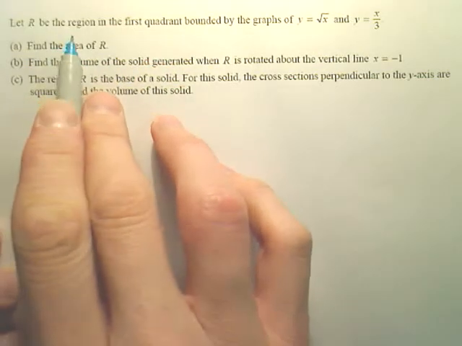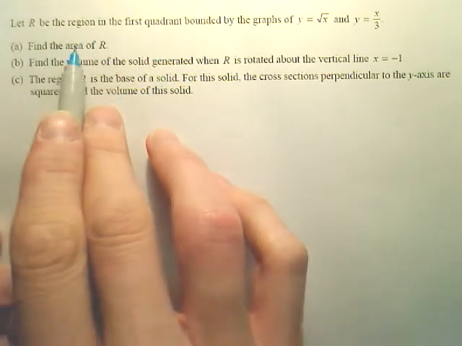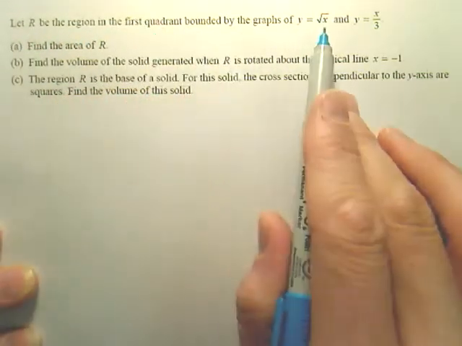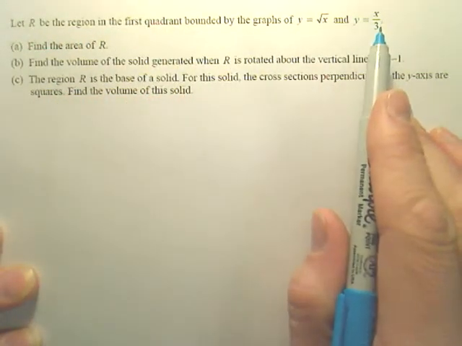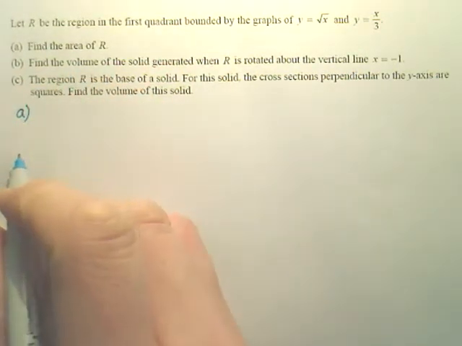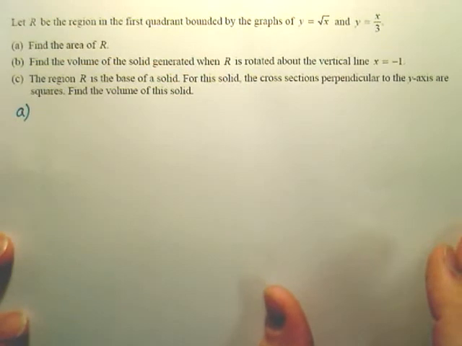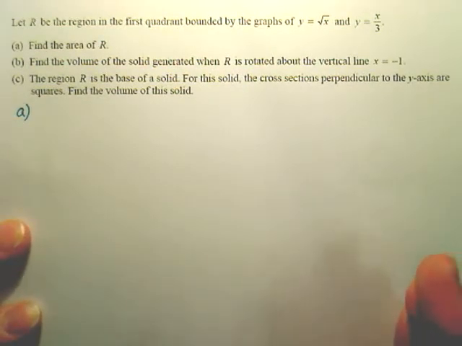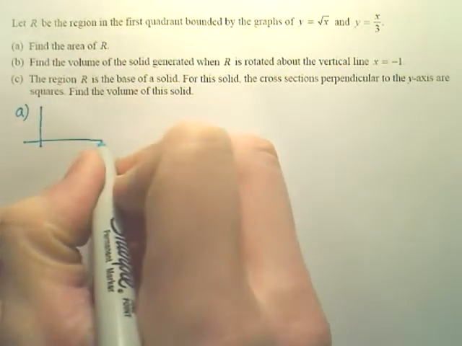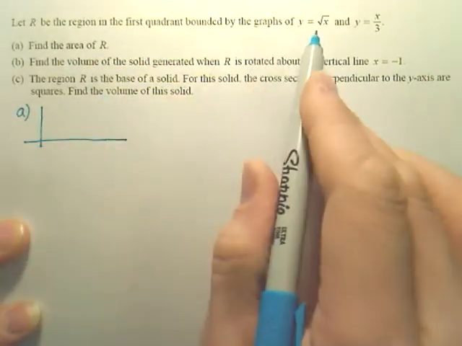If I want to find the area of R, R is the region in the first quadrant bounded by these two graphs. What you need to do for part A, to start this off, is graph these. And when you graph them on your graphing calculator, what you would notice is a square root.